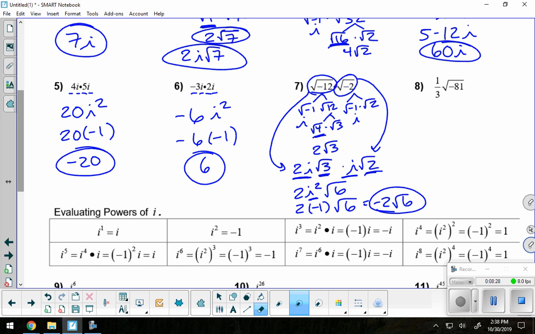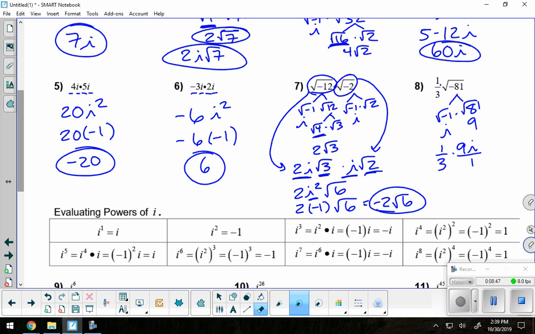But looking at number 8, so we have 1/3. It's kind of similar to the one right above it, but it's 1/3 times the square root of negative 81. Well, square root of negative 81, just think about it. Negative 1 and positive 81, that's just 9 and this is i. So we're really doing 1/3 times 9i.